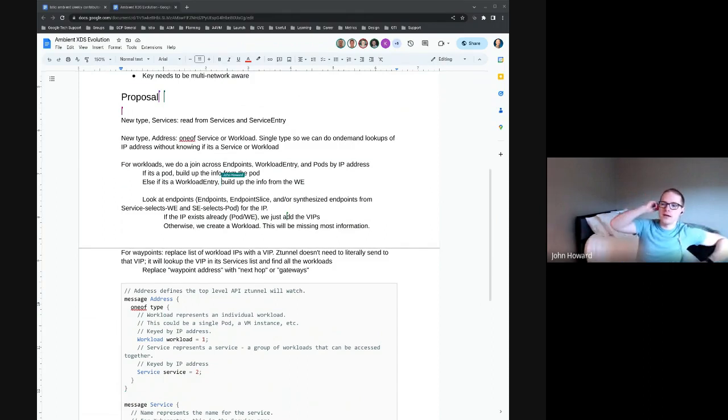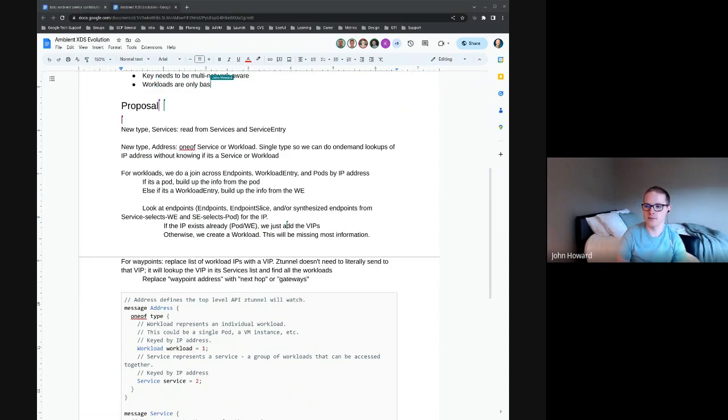So to answer Nate's initial question, for workloads, we would keep it largely the same as we do today. Oh, I guess one gap I forgot. Workloads are only based on pods. We don't actually do any workload entry, service entry, anything like that. So we have no VM support, which was largely an implementation limitation that was never an intentional plan. For workloads, though, we would look at all of the sources for workloads we have. That's pods, workload entries, and actually endpoints themselves. And we'd do a join across those by IP address.